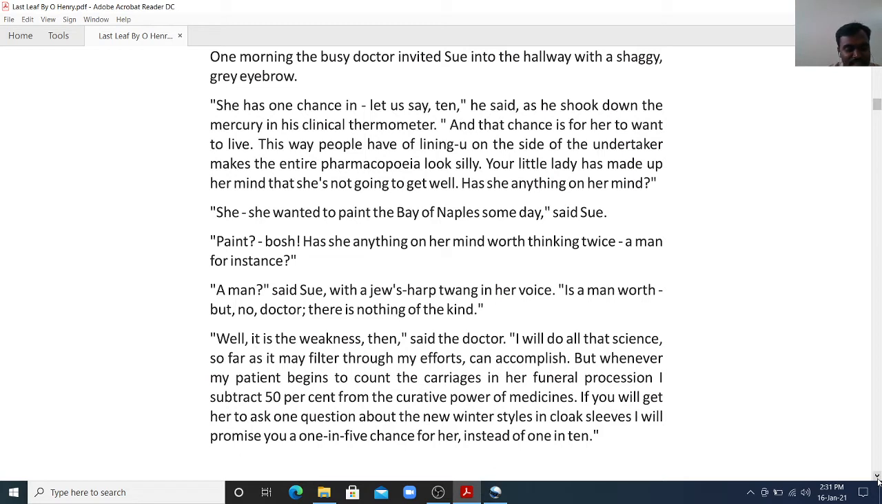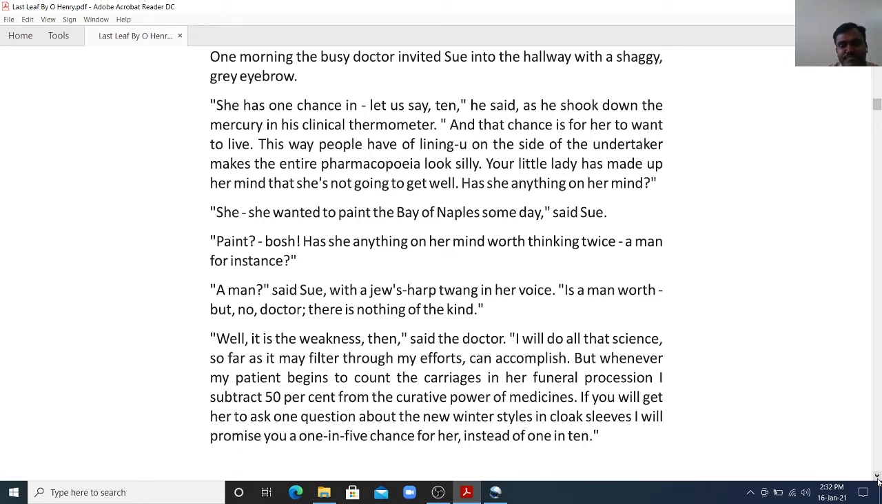I will do all that science, so far as it may filter through my efforts, can accomplish. So, whatever medicine I can do, I'll do. Whatever treatment I can offer, I'll offer. But whenever my patient begins to count the carriages in her funeral procession, I subtract 50% from the curative power of medicine. But you need to assure me that she'll not think negatively, she'll not think of dying, I mean, she'll not think of not getting well if she counts carriages in her funeral procession.